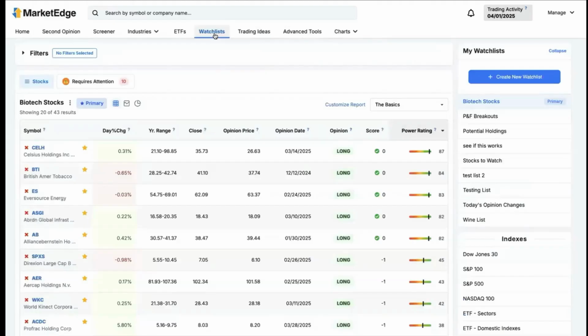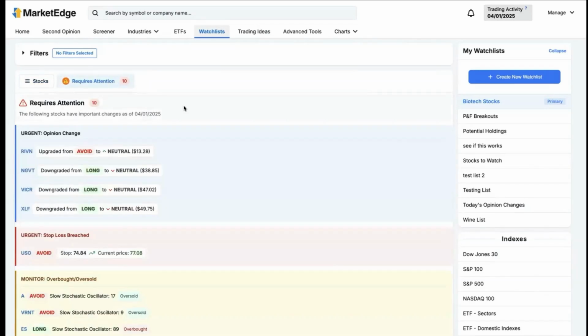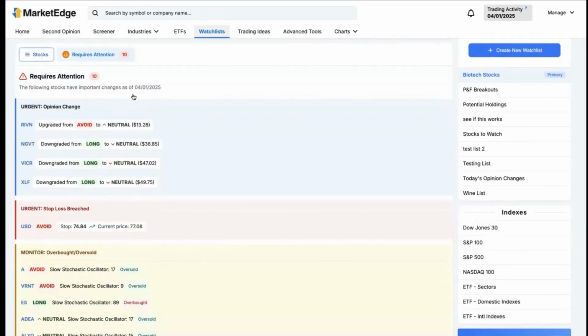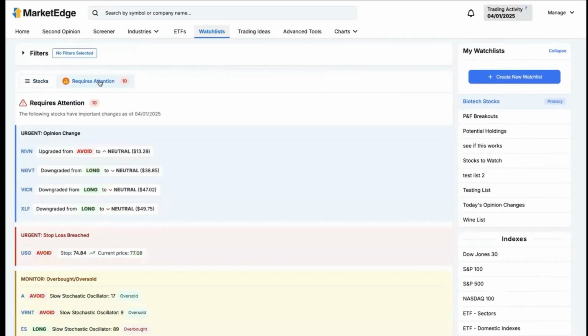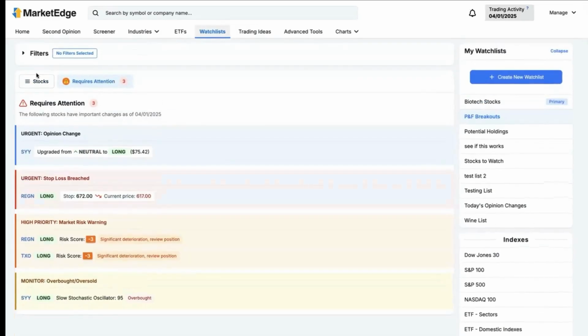On watch lists, we had requires attention. We've made it more visible. Requires attention was sort of a secret, hidden feature that not many of our users knew about. So we have made it a little bit bolder and bigger. When you click into requires attention, it's going to give you a rundown of the stocks in the watch list that you're looking at. So for me, it's biotech stocks. We drill into requires attention. They're not things you need to act on instantly, though we're not saying that. It's things you might want to know about.